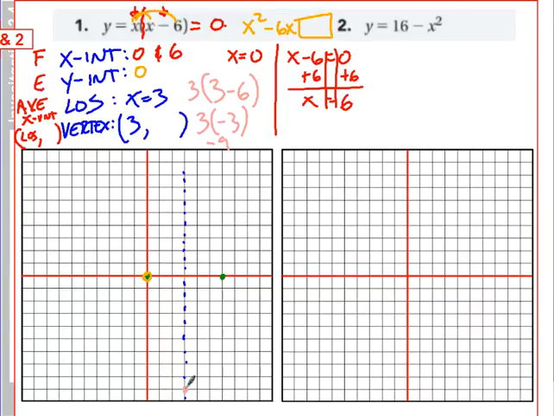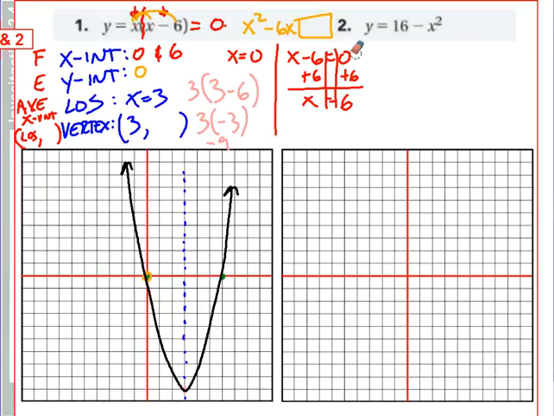And now I'm ready to connect my points. I know my parabola is going to be symmetrical, so I'm going to try to make it as symmetrical as possible, knowing that I am not necessarily going to do a great job of it, but I'm certainly trying my best. And there we go. There's our first graph.